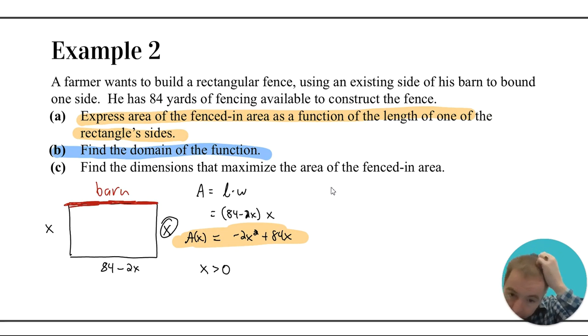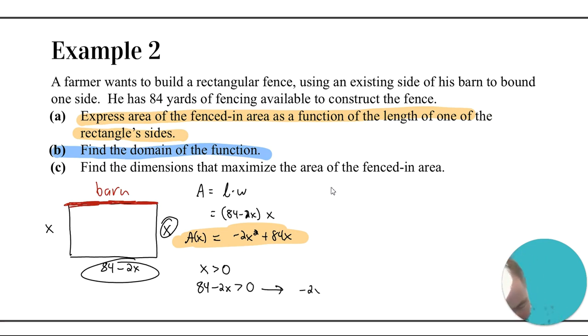But then also, furthermore, we do need this side right here to also be positive. So we also desire for 84 minus 2x to be greater than 0. And then if you solve that second inequality to isolate the x, by first subtracting 84 from both sides, and then dividing by negative 2, that's going to flip the inequality because you divided by a negative. That would be not 84, 42.